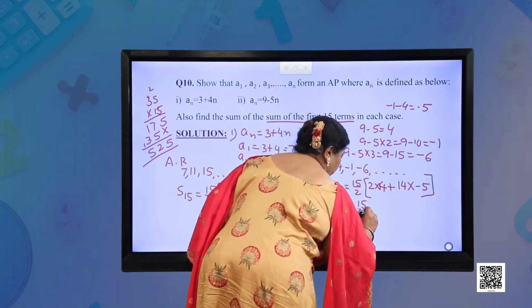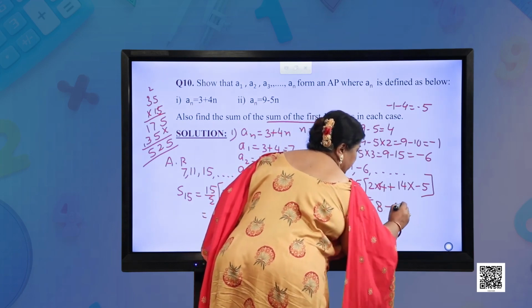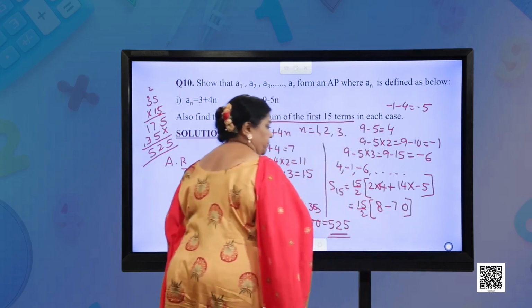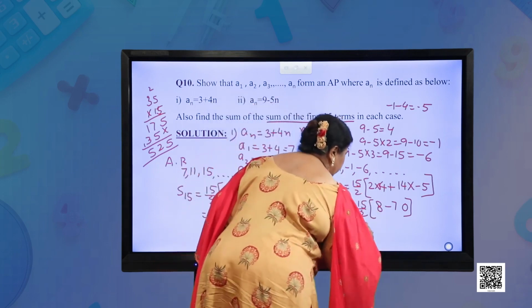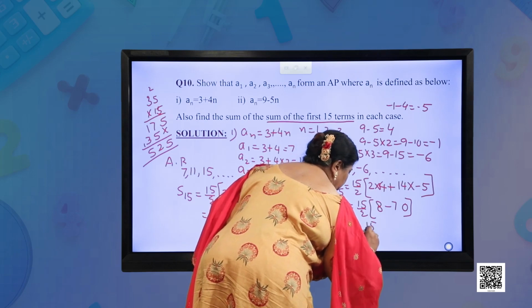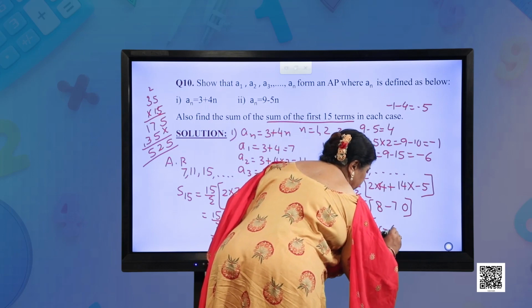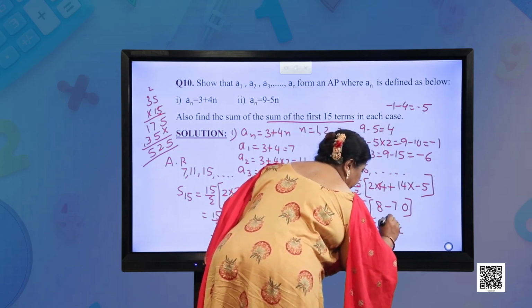15 upon 2 into 2 4s are 8 minus 70. 15, 14 5s are 70. So, 8 minus 70 I get 15 upon 2 into minus 62. That gives me minus 31.